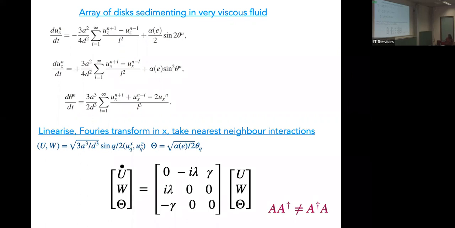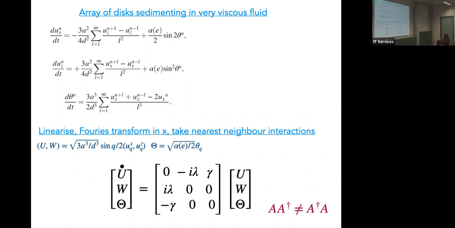Then by re-normalizing Ux and Uz and calling them U and W, remember they're now displacements, not velocities, and re-normalizing the orientation, we can write this very nice little matrix which describes the dynamics in the linear limit. Remember, it's nonlinear because there are sine 2 theta and sine squared theta terms and so on. So this is the matrix which describes the dynamics of these disks. You can see that this is a non-normal matrix.